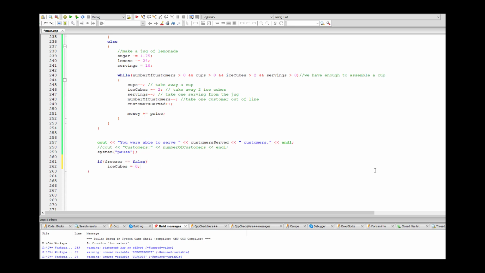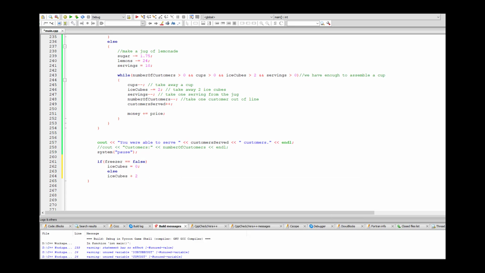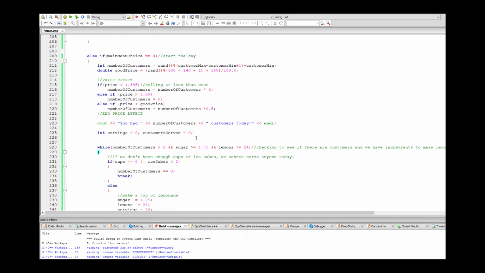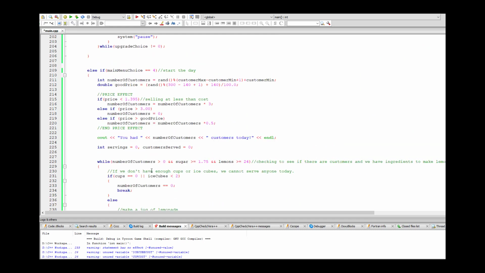Otherwise, else your ice cubes, let's say you even make more ice cubes. So let's say this small freezer gives you like 30 ice cubes. Okay, so ice cubes plus equals 30, so you get 30 more ice cubes. All right, let me just review here. So that's going to show you basically how you can use this Boolean to simulate whether or not you had an upgrade.